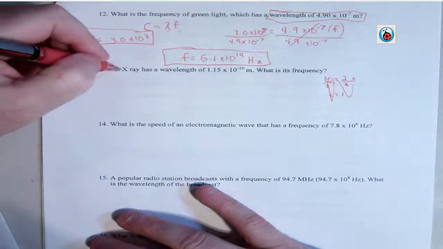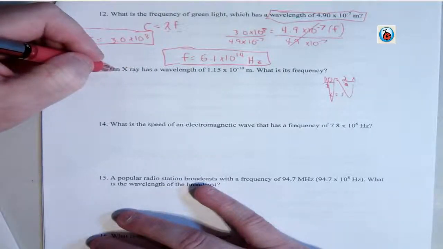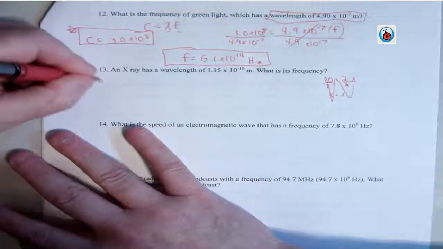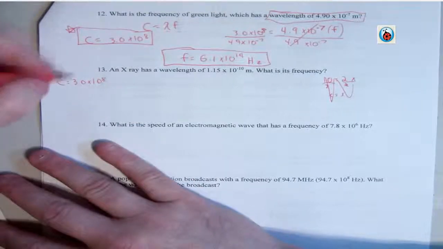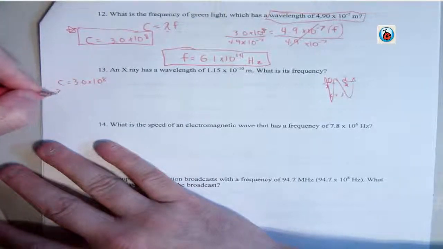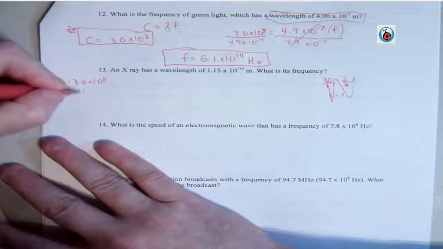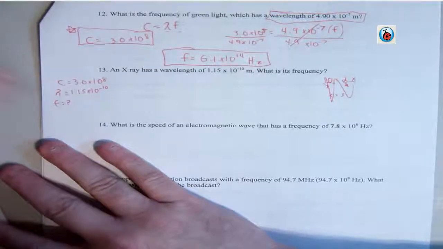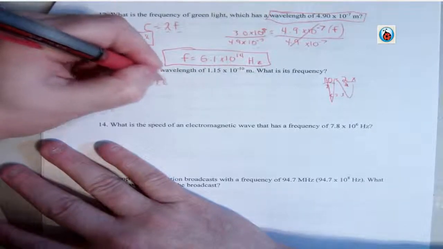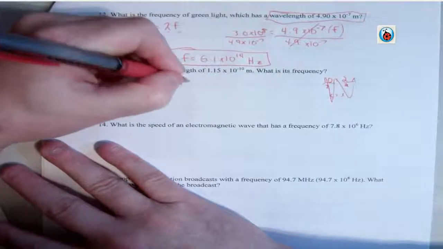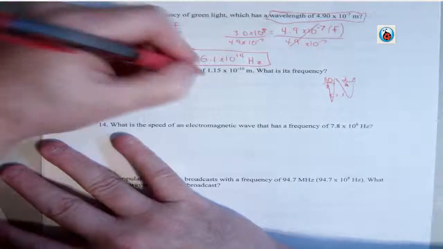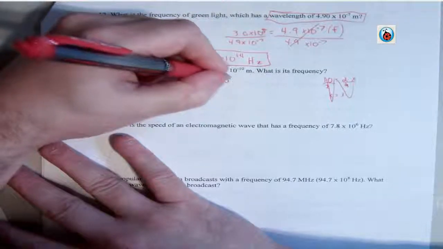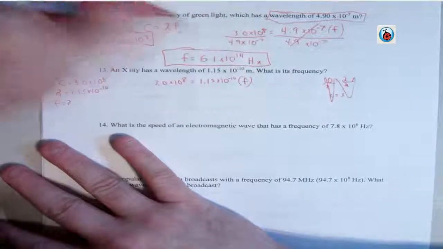X-ray has a wavelength of 1.15 times 10 to the minus 10. What is its frequency? Again, I'm going to write my speed of light because I have that, 3.0 times 10 to the 8th. I'm going to write my wavelength, weirdo sign, equals 1.15 times 10 to the minus 10. Frequency I don't know. Then I'm going to write it out. 3.0 times 10 to the 8 equals 1.15 times 10 to the minus 10 times frequency. Divide it out.